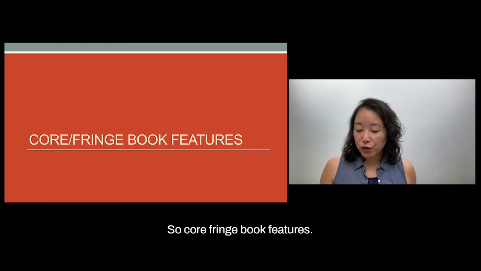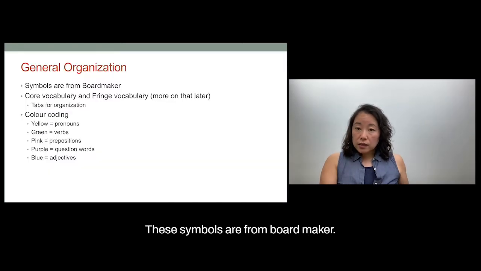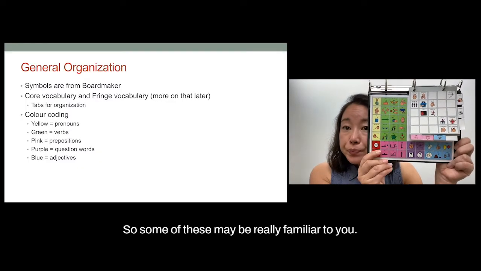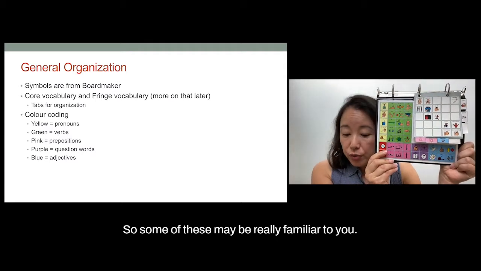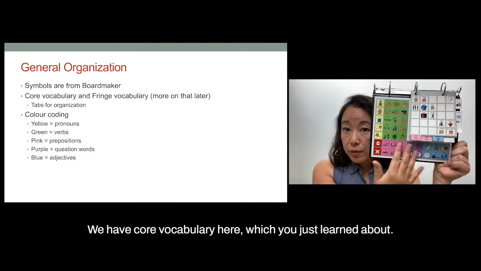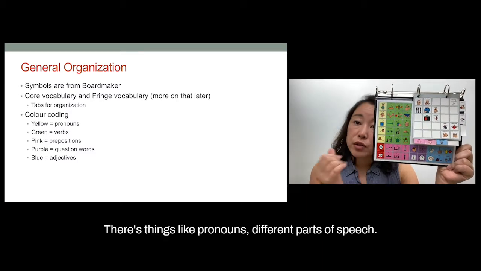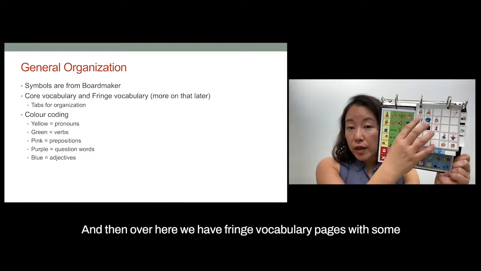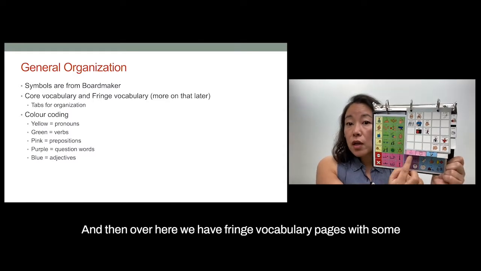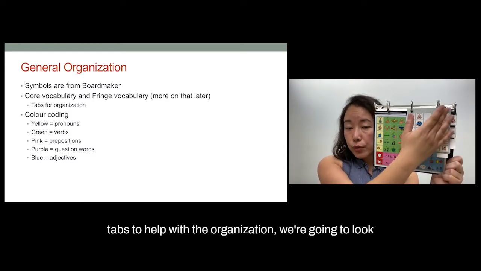So, core Fringe book features. These symbols are from Boardmaker, so some of these may be really familiar to you. We have core vocabulary here, which you just learned about. There are things like pronouns, different parts of speech, and then over here we have Fringe vocabulary pages with some tabs to help with the organization.